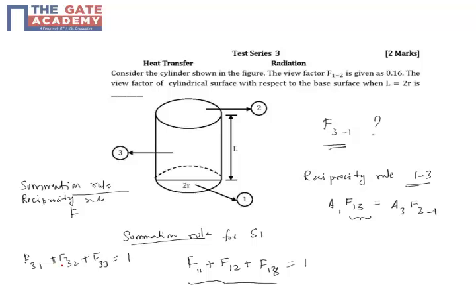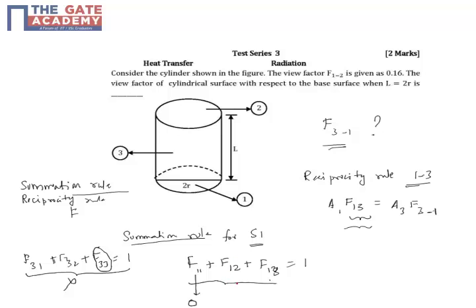Now the question might be, why don't we apply it directly for 3 and then get F31? When we apply it for 3, F31 and F32 are the same because of symmetry, but F33 is something we don't know and it will be difficult to compute, because some radiation that leaves surface 3 will fall on 3 also. So we do it in an indirect way. We first apply it for 1, and the advantage is that for plane surfaces the radiation emitted by the surface and falling back on itself will be 0. So the self view factor F11 will always be 0. The trick is: whenever you have plane surfaces, apply the summation rule, and then by means of the reciprocity rule get the view factors associated with the curved surfaces.